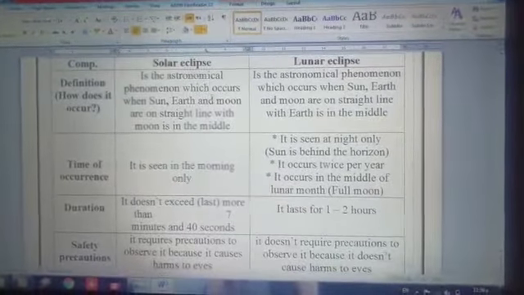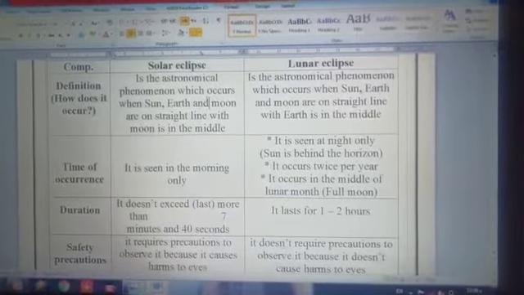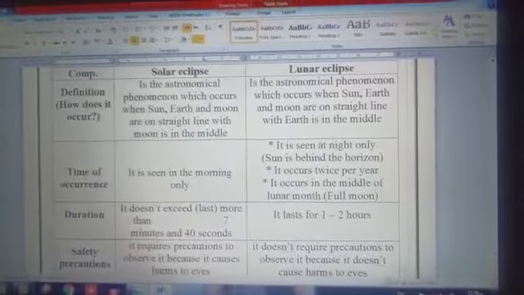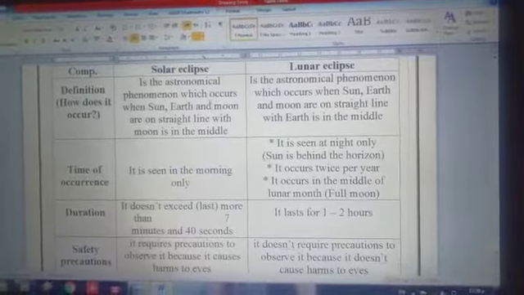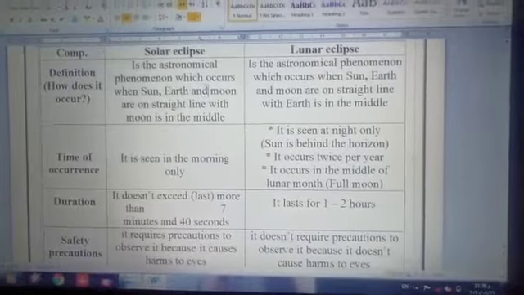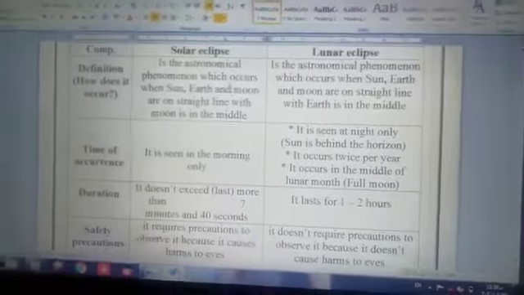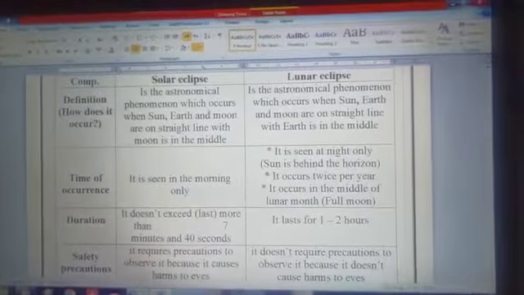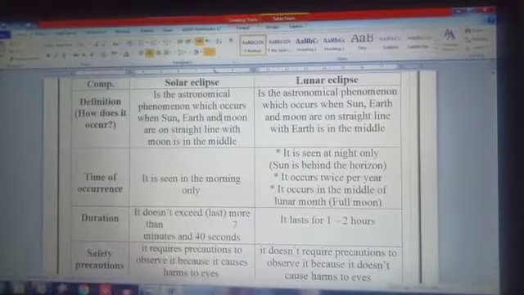So, can I look at the sun directly in solar eclipse? No. Why? Because it harms our eyes. Can I look at the lunar eclipse? Yes, because it doesn't cause any harm to our eyes. So, this is the difference between solar eclipse and lunar eclipse. Solar eclipse, moon in the middle. Lunar eclipse, earth is in the middle.